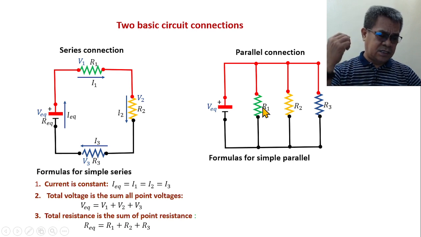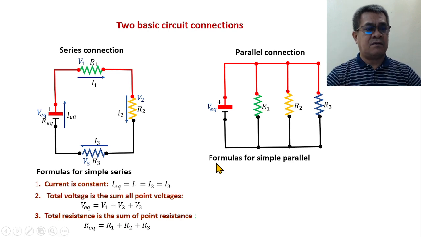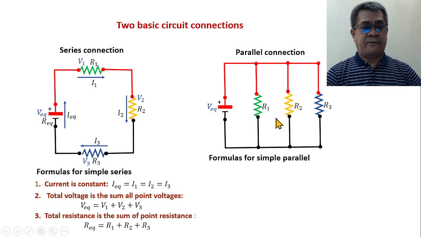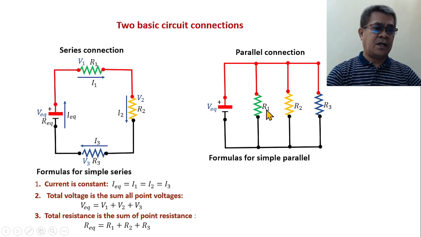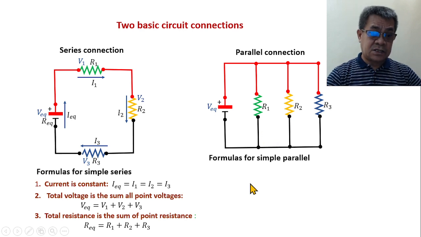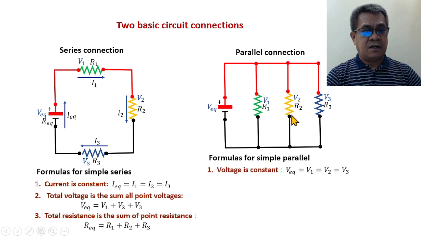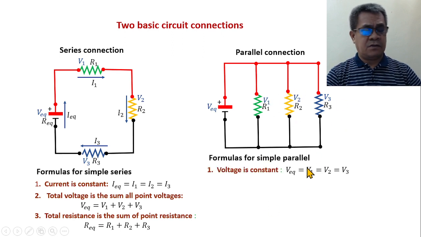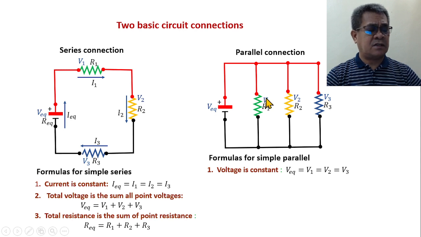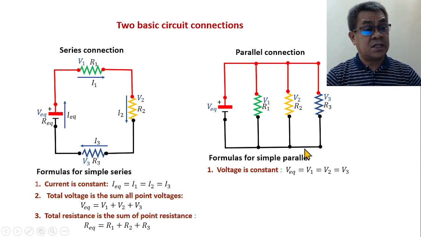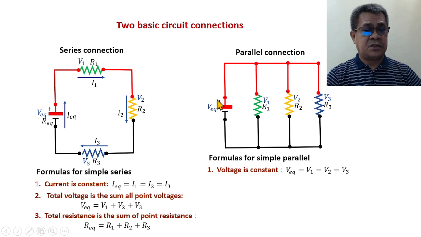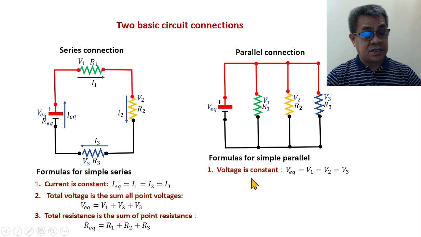So meaning current is not constant in parallel. Now, if the current in parallel is not constant, the voltage must be constant. Meaning V1, V2, and V3. If you add V1, V2, and V3, the voltage that passes on V1, V2, and V3 are the same. Which means that if the source voltage is 12 volts, V1 is 12 volts, V2 is 12 volts, V3 is 12 volts. Because in parallel, take note of this, voltage is constant.